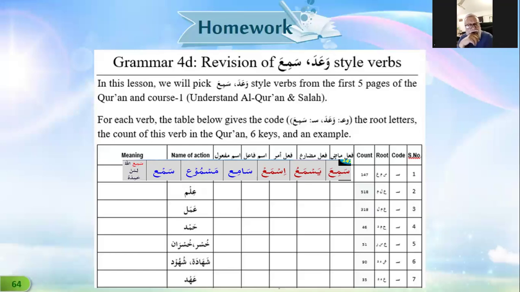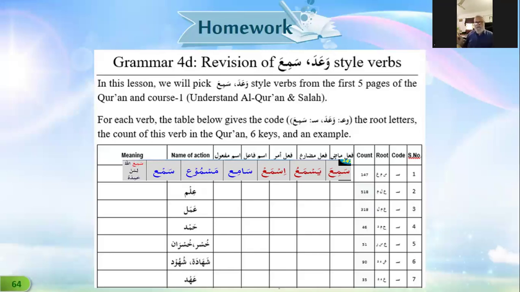And there are certain verbs which don't require maf'ul. Without maf'ul, you can do them, just as I told you. Zahaba, jalasa, raja'a. You don't need a maf'ul. But akala, katala, kataba, you did something, and without that, the action cannot be completed. The action of killing, the action of writing, the action of eating cannot be without maf'ul because maf'ul is required. So when maf'ul is not required, we say no maf'ul.